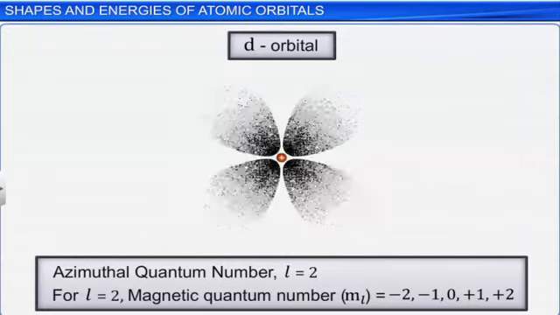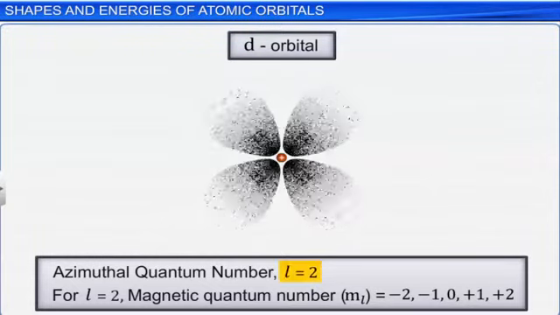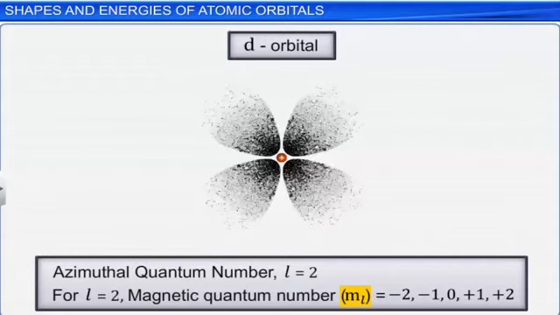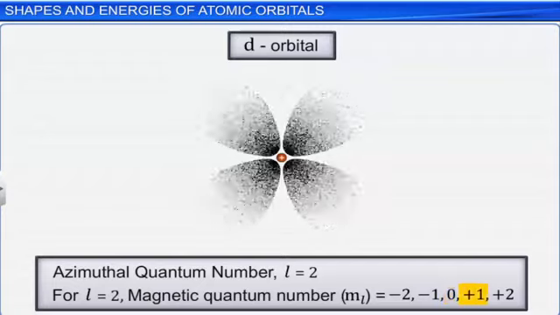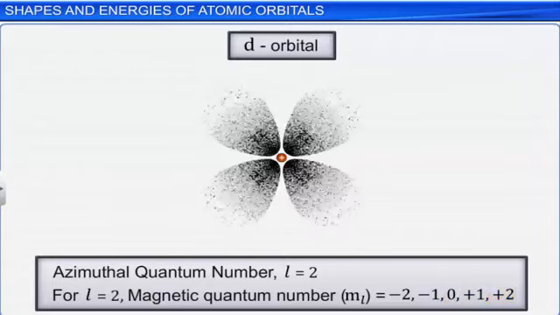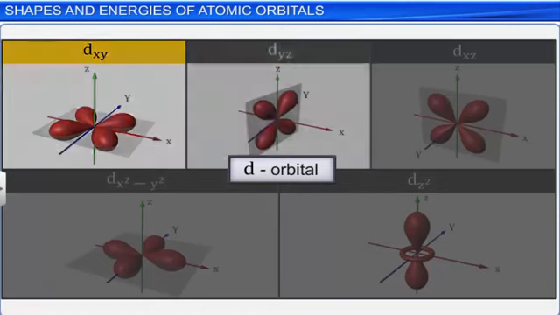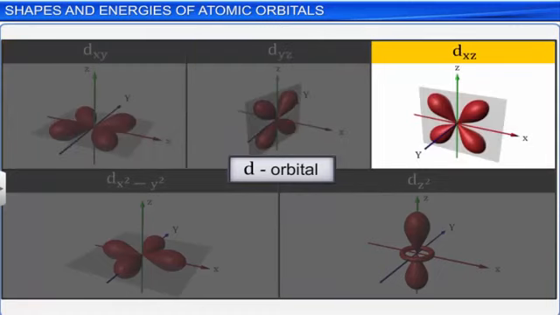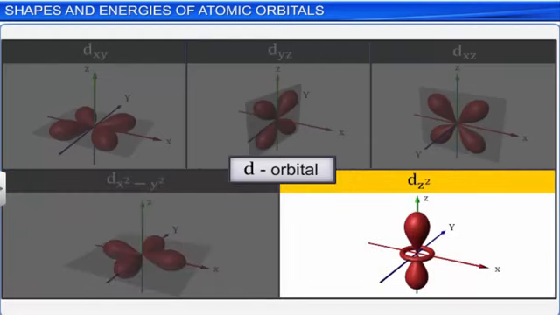For the d orbital, the azimuthal quantum number l is equal to 2. Therefore, the number of possible orientations given by the magnetic quantum number ml is 5, corresponding to ml equal to -2, -1, 0, +1, +2. The boundary surface diagrams pertaining to these orientations, designated as dxy, dyz, dxz, dx²-y², and dz², are shown.